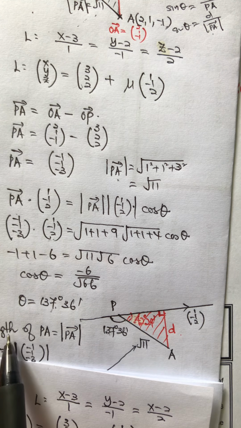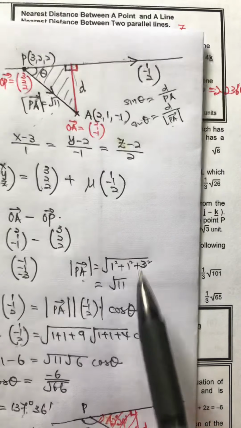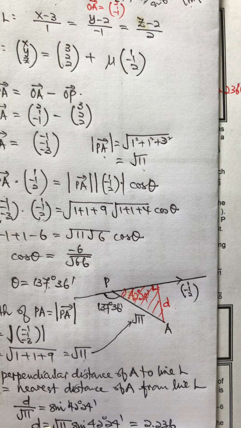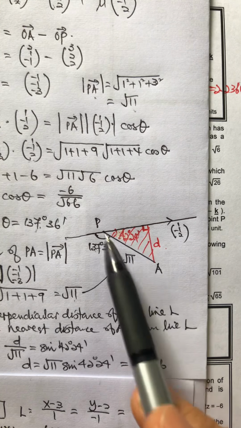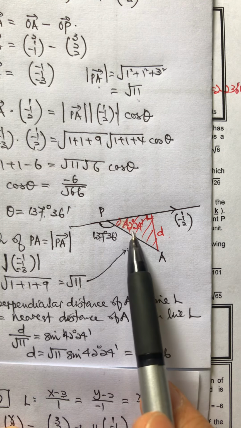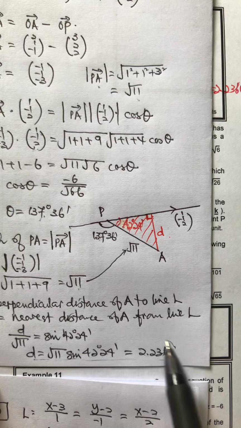Okay, so now I'm going to find the length of PA. I take the magnitude, square root of 11. This is what I have done just now. So now you can get the perpendicular distance. Because you look at this triangle, D over square root of 11 is equal to sine 42.24 degrees, opposite over hypotenuse. So the D is this one.